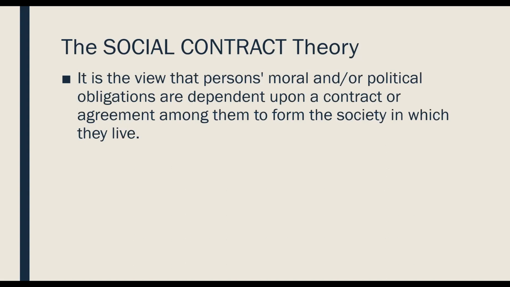The concept of a society is further elaborated using the social contract theory. This is a view where persons' moral and political obligations are dependent upon an agreement or contract among them to form the society in which they live. Once a contract or agreement arises among these individuals, an interaction, just like what was mentioned earlier in defining a society, is bound to happen. That interaction is being agreed upon.